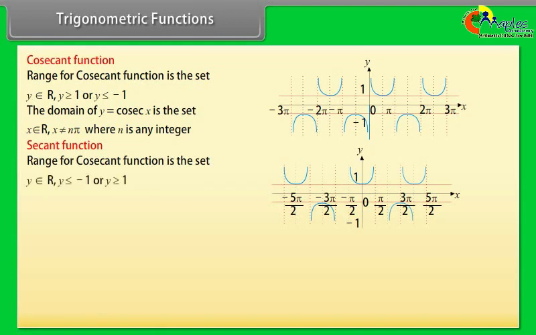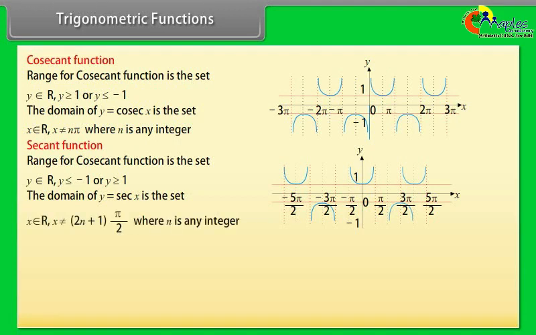Y belongs to real number, y less than or equal to -1 or y greater than or equal to 1. The domain of y = sec x is the set x belongs to real number, x not equal to (2n+1)π/2, where n is any integer.